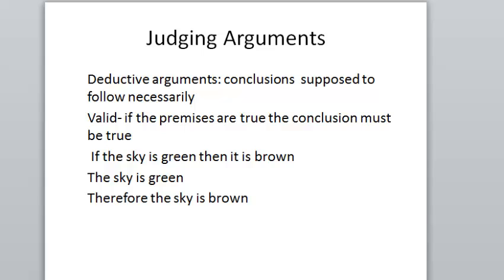Along those lines, a valid argument is an argument such that if the premises are true, the conclusion must be true as well. So take this as an example. If the sky is green, then it is brown. The sky is green, therefore the sky is brown. So the first thing you'll think is, what? This is nonsense. And you're right, it is.